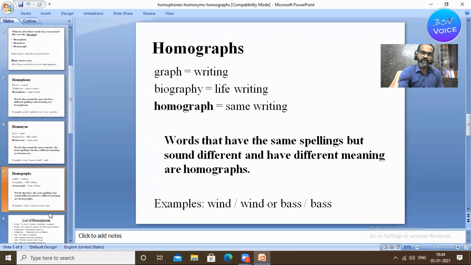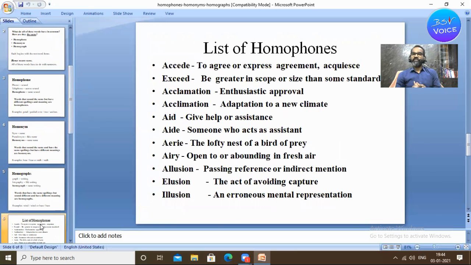Let us see some examples of these three in the class today. First, the list of homophones. Acquiesce and exceed: both words start with a and e. The first one is to agree or express agreement, acquiesce. Exceed means more. Here the sound is the same, the spelling is different, and the meaning is different.